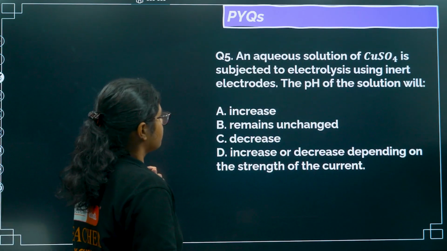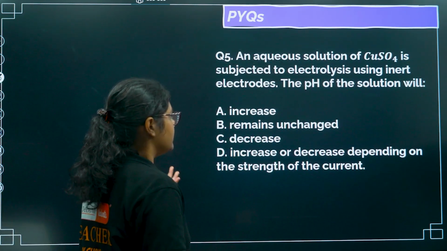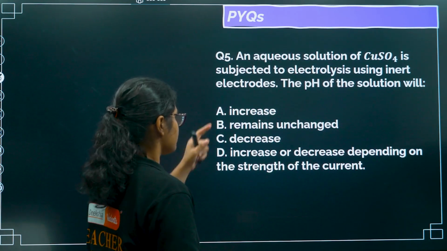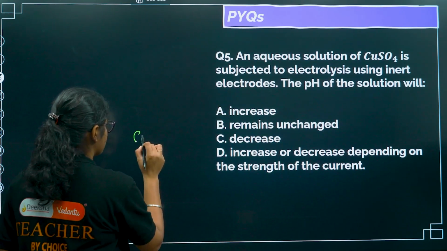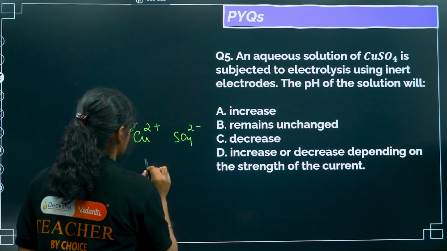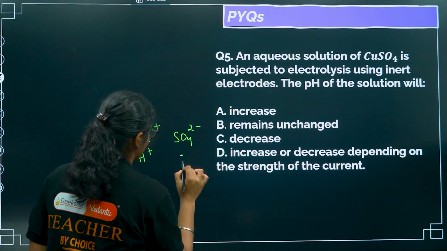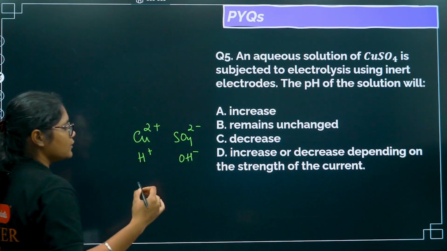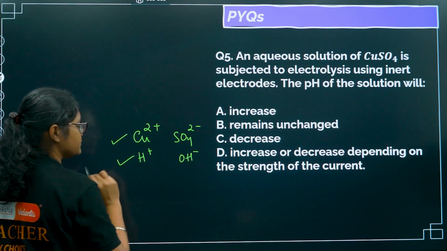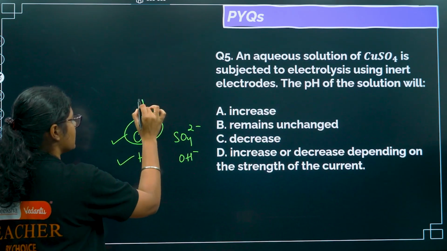An aqueous solution of copper sulfate is subjected to electrolysis using electrodes. The pH of the solution will, okay, aqueous solution of copper sulfate is there, that means Cu2 plus and SO4 2 minus is also there, and H plus and OH minus is also there. It is undergoing electrolysis. So here you should remember that if copper 2 plus and H plus is there, copper 2 plus will undergo reduction.